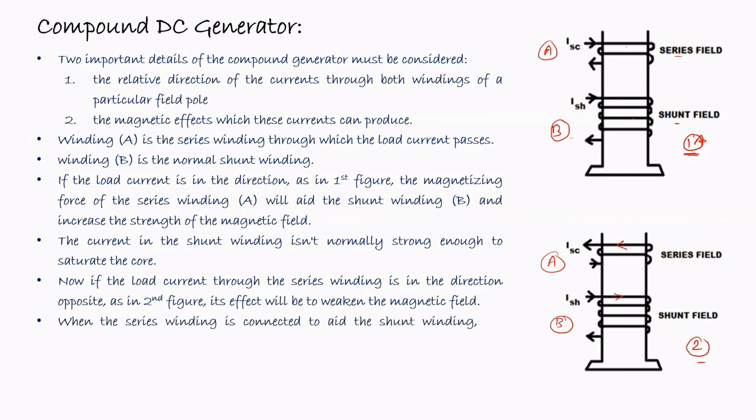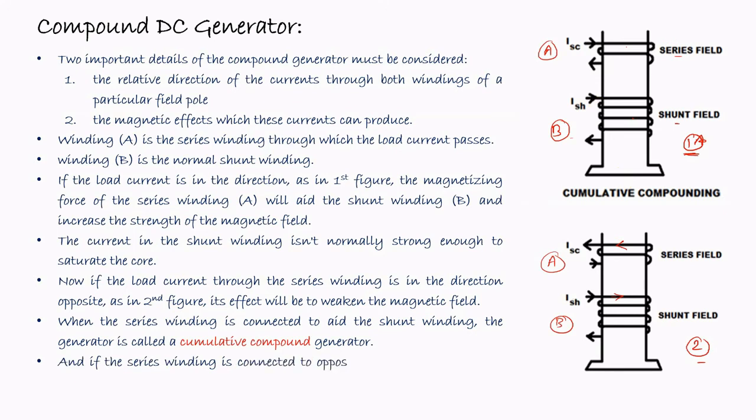When the series winding is connected to add to the shunt winding, then this type of generator is considered a cumulative compound generator. So this is the concept of the cumulative compound generator, where the net magnetic field is the summation of the individual magnetic fields produced by the individual field windings.